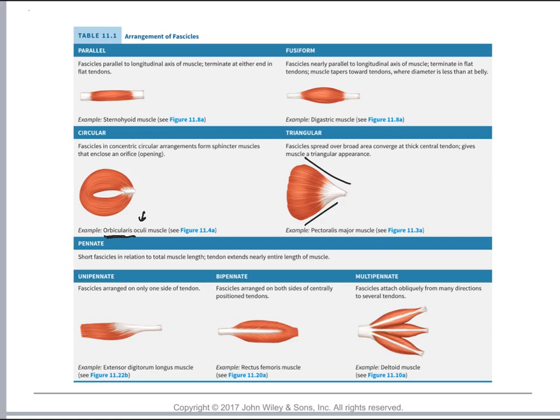Next are a class of muscles called pennant muscles. If you think about what pennant means, this is flag-like. So think about a flag where it connects to a mast. A unipennant muscle has fascicles arranged on only one side of the tendon. The tendon would be like our mast, and then here's our flag. If you've ever seen at a store a flag shooting straight up in the air, one flag on one post, this would be similar to a unipennant muscle. An example would be the extensor digitorum longus.